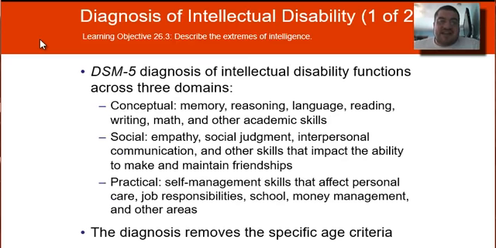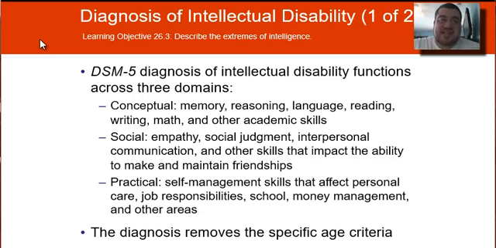And the DSM-5 diagnoses intellectual disability across 3 domains: conceptual, social, and practical. Conceptual, meaning their ability to think and conceptualize different things is well below average. Social, their ability to communicate and have empathy towards others, make social judgments and decisions is also very poor. And then practical, their self-management, job responsibilities, hygiene, school, money management, this also falls well below average.